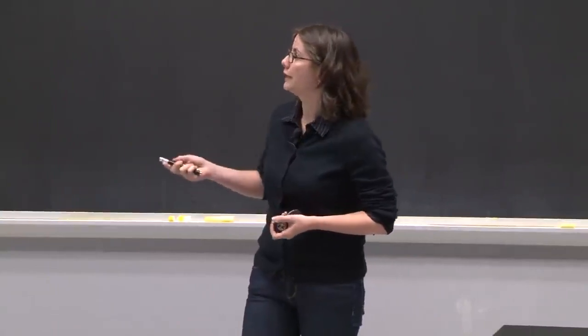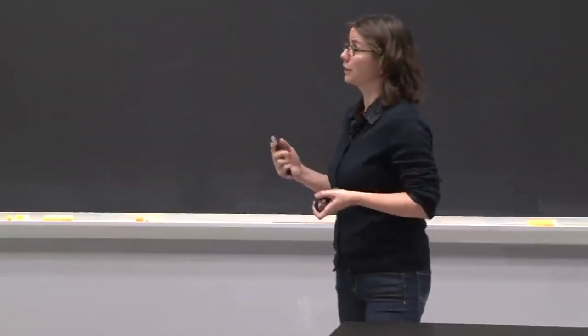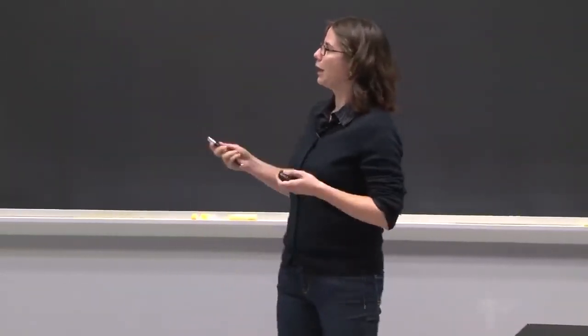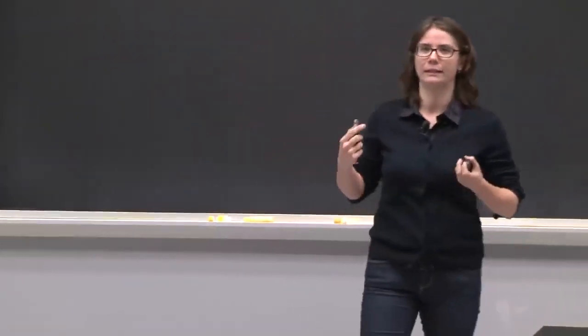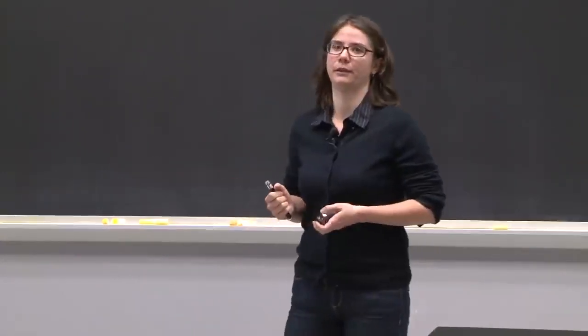Okay. So for example, every one of these is a different object. For example, this is the number 1,234. It's a specific object that is of type integer. The number 5 is a different object that's of type integer, and so on. We've seen floats, we've seen strings, we've seen lists. Lists and dictionaries are more complicated object types. But every object has a type, some sort of way that it's represented in Python, and some ways that we can interact with them.